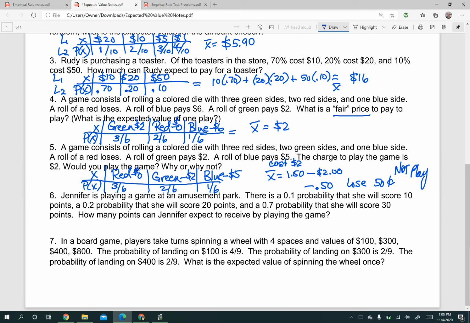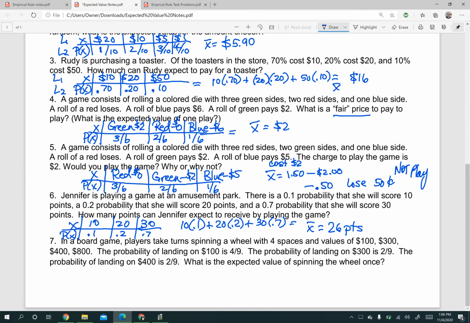All right. Last two problems. Jennifer is playing a game at an amusement park. It says she will score 10 for 0.1. She will score 20 for 0.2. She will score 30 for 0.7. What do we expect the number of points to be? Well, we can do this by hand. So 10 times 0.1 plus 20 times 0.2 plus 30 times 0.7 equals, and we should get 26 points.